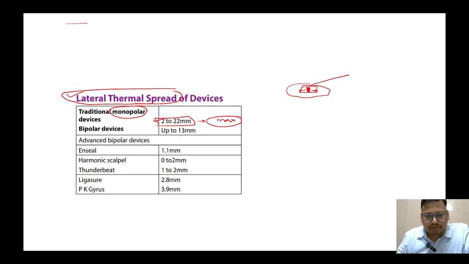Bipolar up to 13 mm, traditional bipolar. But in NSIL it is 1.1 mm, very less. And harmonic scalpel also up to 2 mm, Thunderbit also up to 2 mm, ligature is up to 2.8 mm. So remember, maximum lateral thermal spread is by monopolar, and minimum by NSIL and harmonic scalpel. Okay.